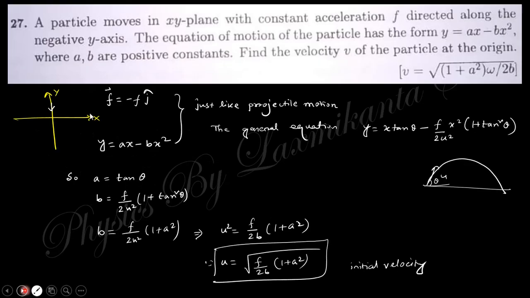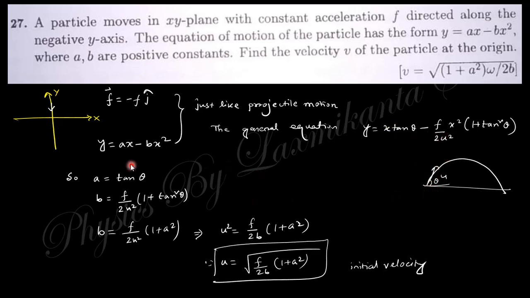The next question says, a particle moves in the xy plane with constant acceleration f directed along the negative y direction, and the equation of the path of the particle will be like that. Find the velocity at the origin. If you watch these two relations, that is acceleration along the negative y-axis, and this is the expression of the path. You can remember this is nothing but projectile motion, and the general equation of projectile motion will be like that: x tan theta minus f by 2 u square x square (1 plus tan square theta), where u is the initial velocity and theta is the projectile angle.